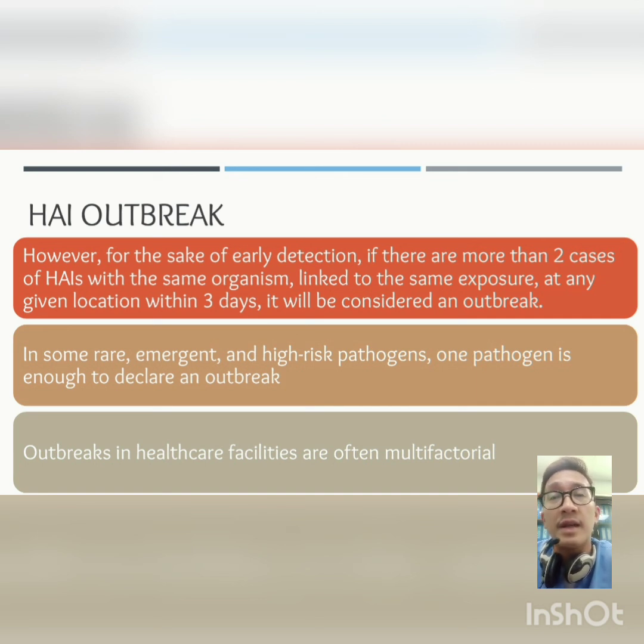In some rare, emergent, and high-risk pathogens, one case is enough to declare an outbreak, like viral hemorrhagic fever or Candida auris. Outbreaks in healthcare facilities are often multifactorial, including breaches in infection control or clinical practice, contaminated devices, and infected or colonized patients and/or healthcare workers.